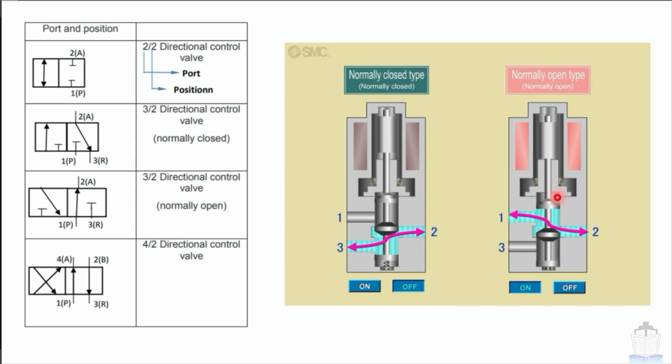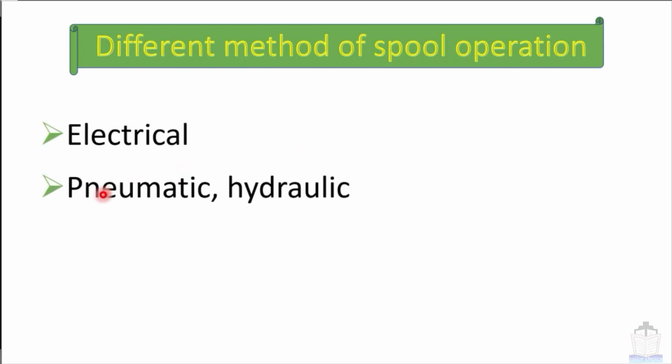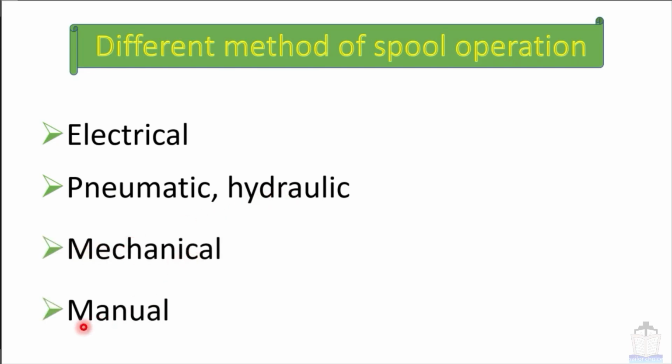Now we are going to see the different methods of spool operation. Here we are going to discuss the different methods by which we can operate the spool which is situated inside the valve. First one is electrical, second one is pneumatic and hydraulic, third one is mechanical, and fourth one is manual. Now we are going to discuss each and every method in detail.